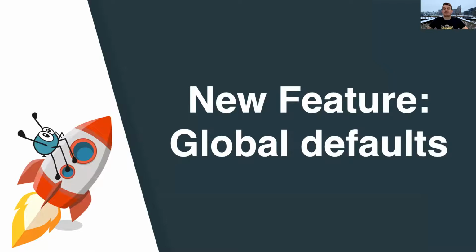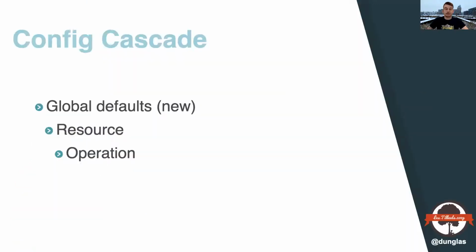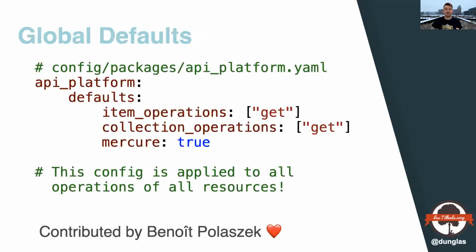Another interesting feature is a refactoring of the configuration system. Now, it's easy to configure global defaults that will apply to all resources and all operations that you can do on these resources of the whole project. So it wasn't possible before. It was mandatory to have a specific configuration for every resource class that you expose through the API. It's not the case anymore, and so you can simplify the configuration a lot.